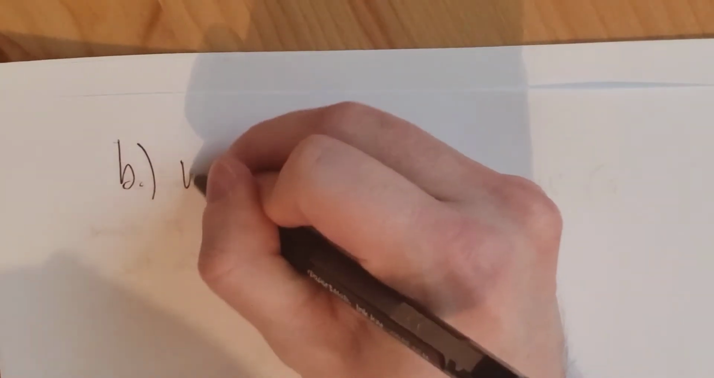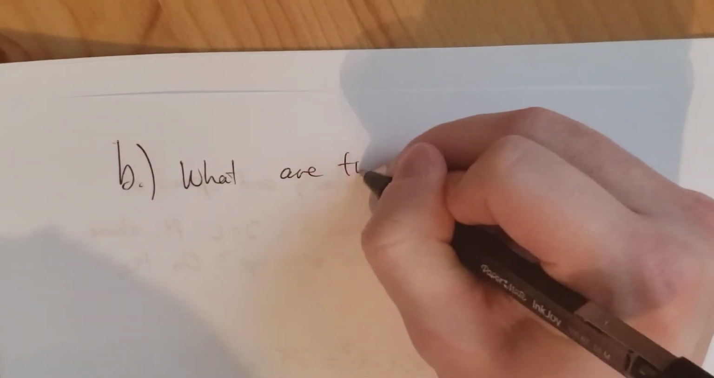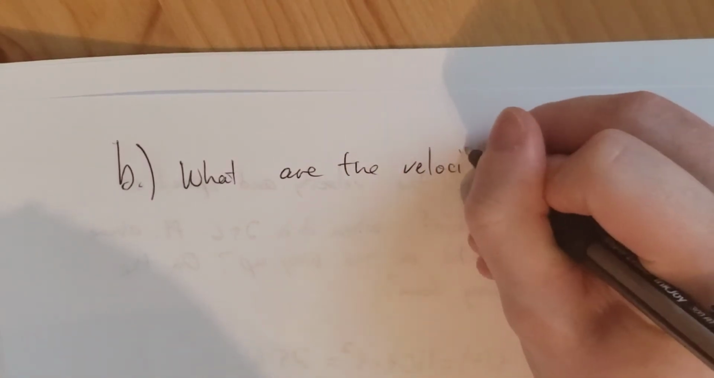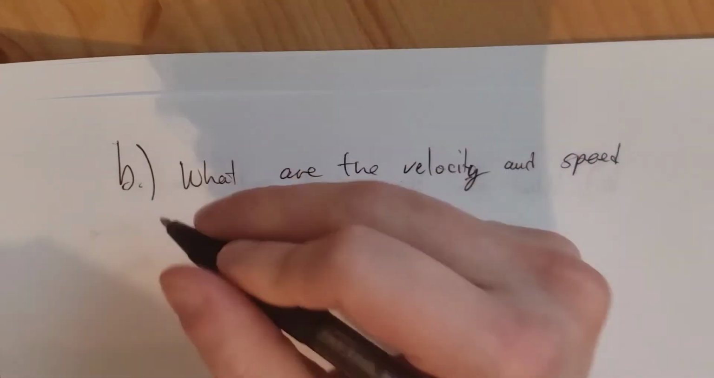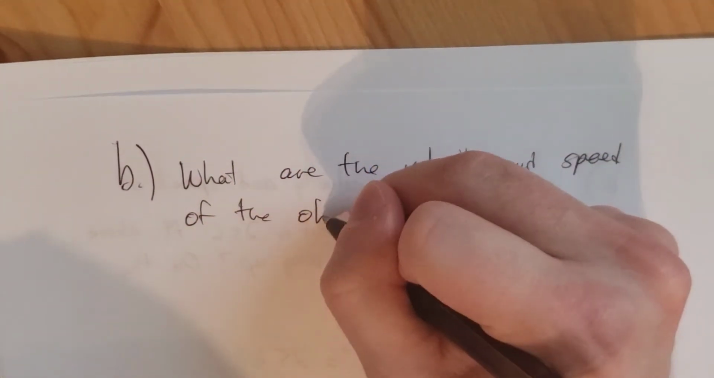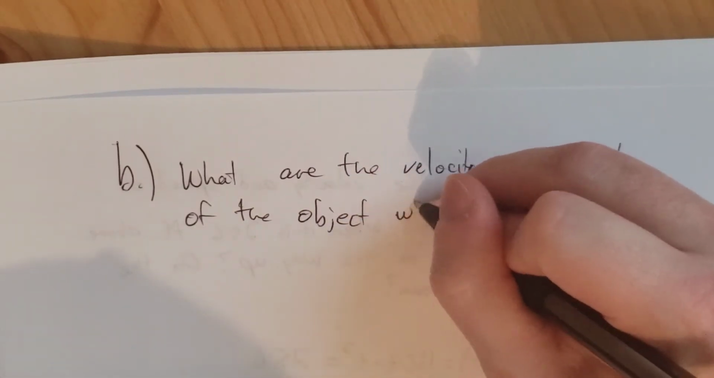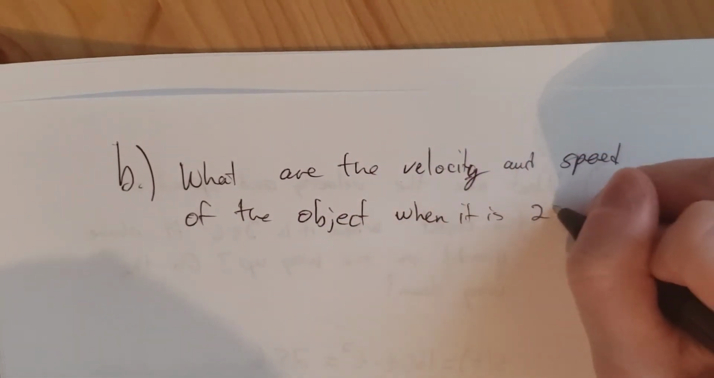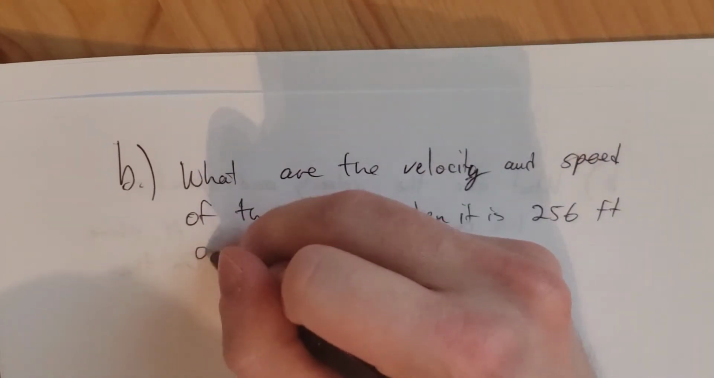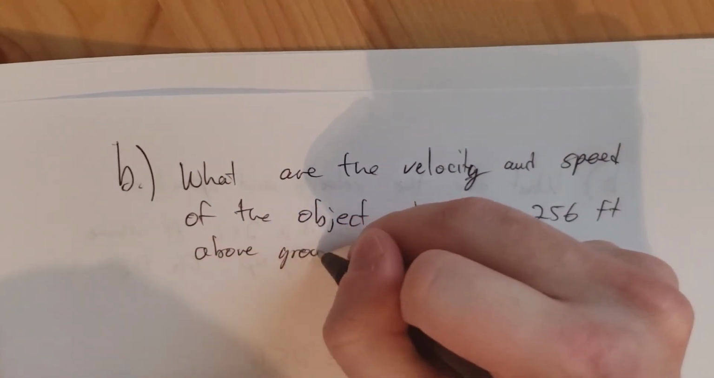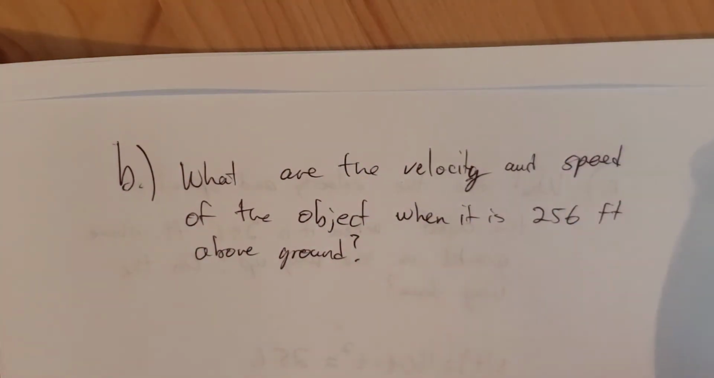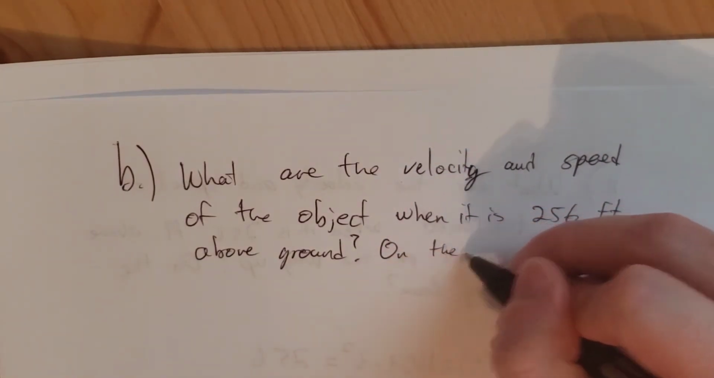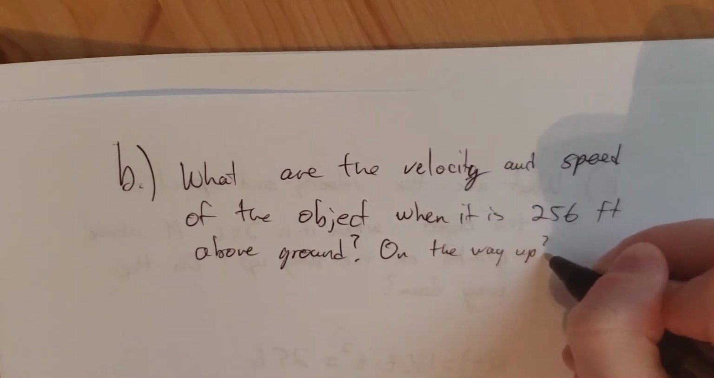So B is, what are the velocity and speed of the object when it is 256 feet above ground? And there are 2 times when it is at that point, so on the way up and on the way down.